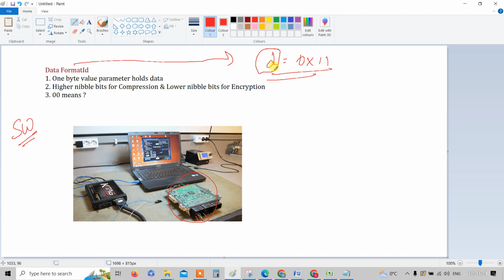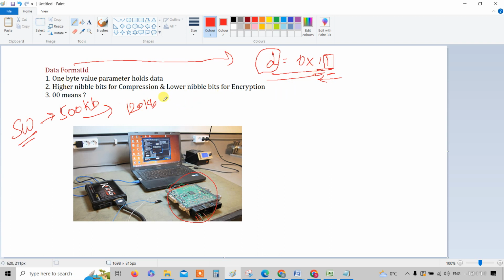That is what we mean with respect to this snippet, and this is the data format identifier. Here you have the higher nibble and the lower nibble. This one is the higher and this one is the lower. The higher nibble represents the compression. For example, if the software is some 500 kb and you use this compression, you can end up with something like 120 kb, or it depends on the compression algorithm you are using.